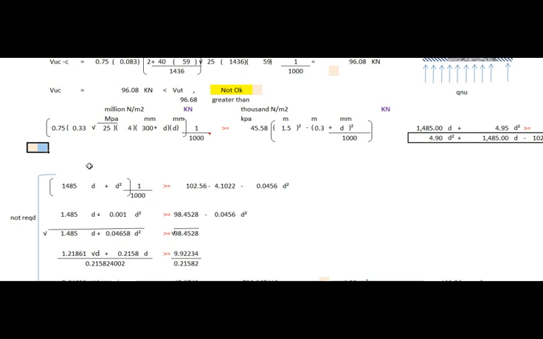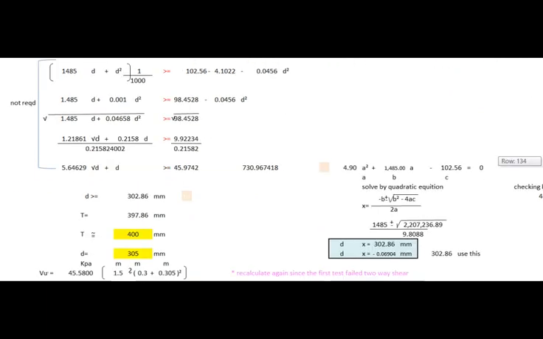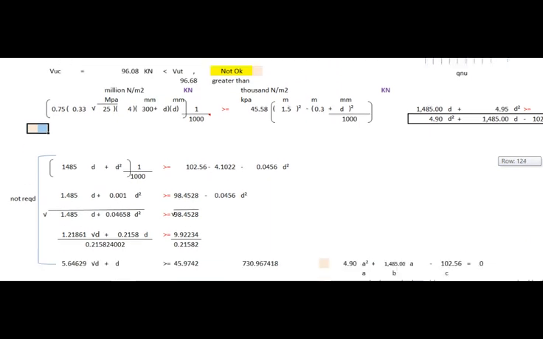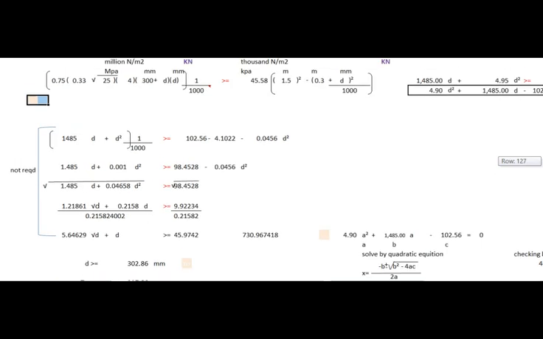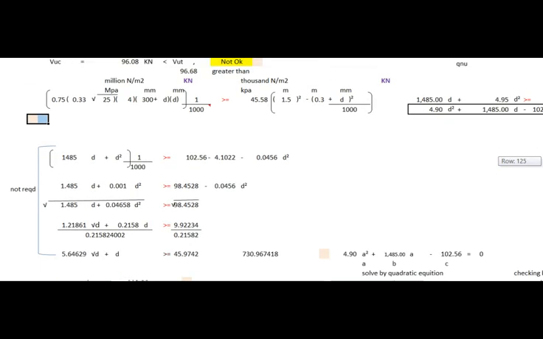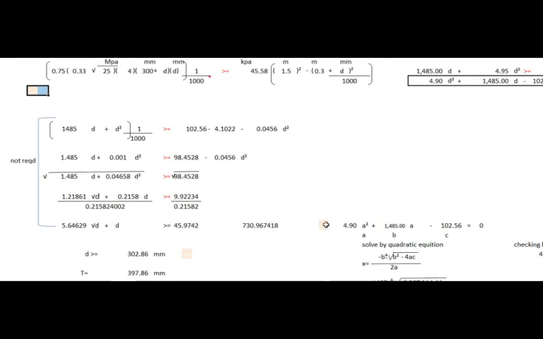If not OK, we will use the equation that punching shear capacity VUC is equal to or greater than VUA actual. By substitution, VUC equals 0.75 times 0.33 times square root of 25 times 4 times 300 times depth, then divided by 1000 to convert to kilonewton, equal to or greater than VUA. Using the quadratic equation as shown, we calculated depth d as 302.85714.